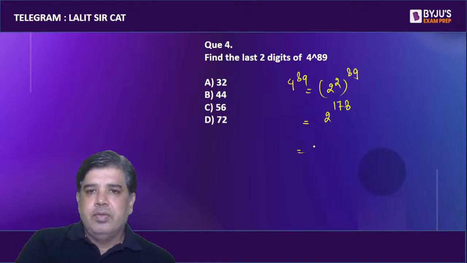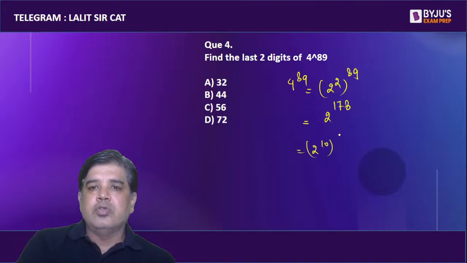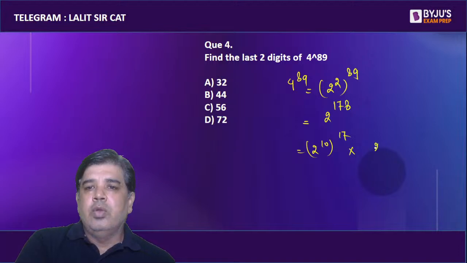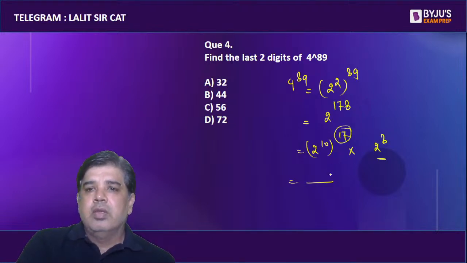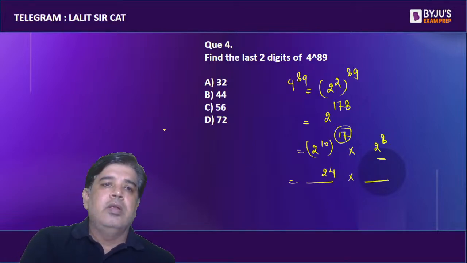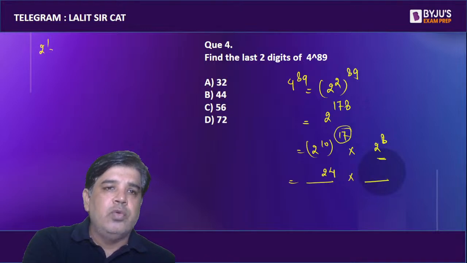178. 2 raised to power 10 raised to power 17 into 2 raised to power 8. So this is odd. Odd means we need to find only the power of 2 here. So 24 into 2 raised to power 8. See, you need to learn the powers of 2 also.